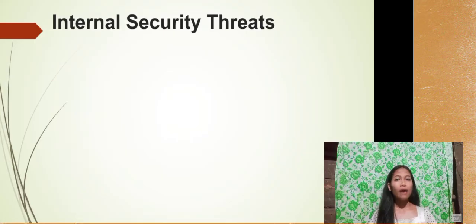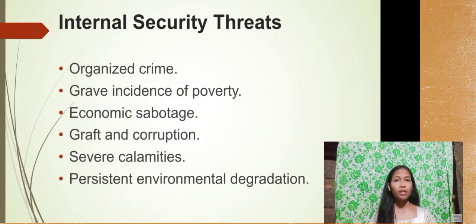Now, we have internal and external threats. So, internal threats refer to potential dangers or risks that originate within a country or organization. These threats may come from individuals or groups or elements within the nation itself. So this includes organized crime, grave incidents of poverty, economic sabotage, graft and corruption, severe calamities, persistent environmental degradation.